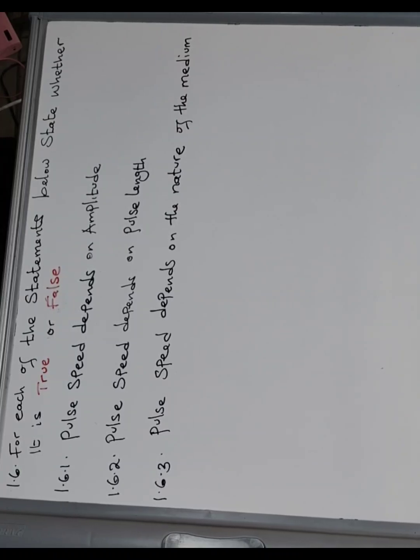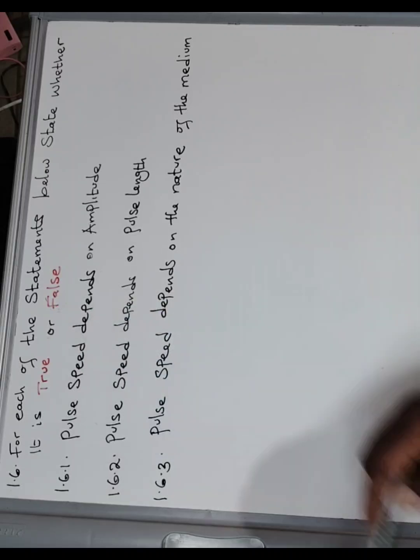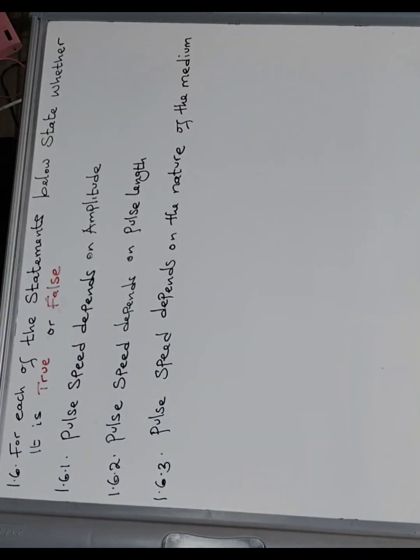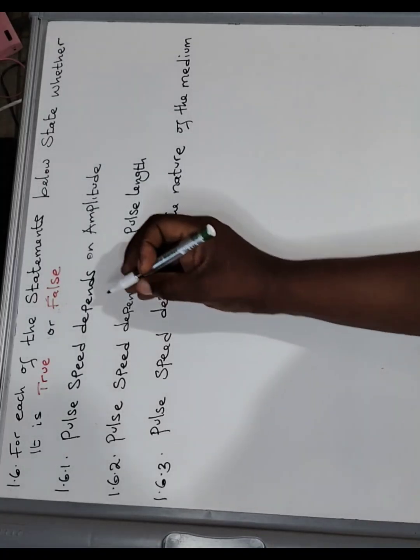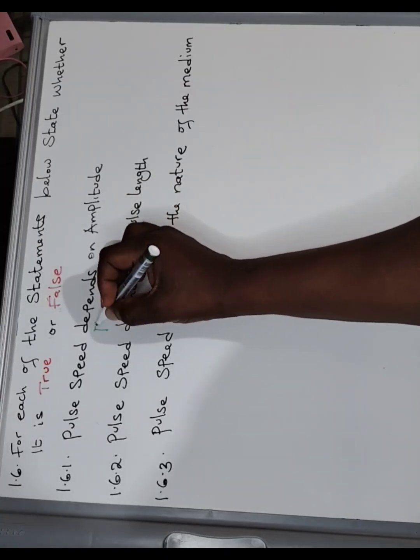It says that for each of the statements below, state whether it is true or false. Okay, the first one says pulse speed depends on the amplitude. What is that one? Is it true or false? Actually, it is false. Pulse speed is independent of the amplitude. So let us put false here.